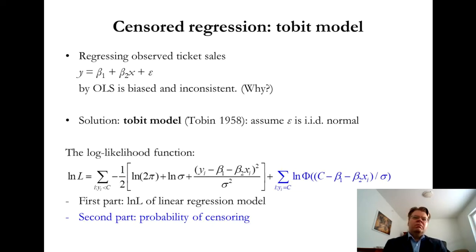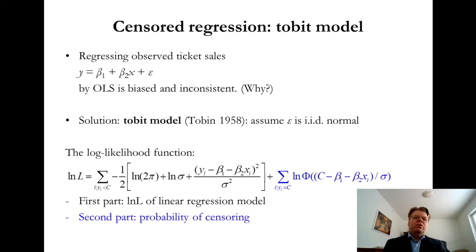And therefore, for this blue part, we use the idea of the probit regression. This is actually exactly the cumulative distribution function of the normal distribution that we used in the probit regression. So the logic is exactly the same as in the probit regression. And then we use this latent regression to explain what is the probability that we have this censoring in those observations? So what is the probability that the match would be sold out given these characteristics of the match, for example? So with this blue part, we in some sense correct for the bias that the censoring of the dependent variable would otherwise create to the linear regression model.